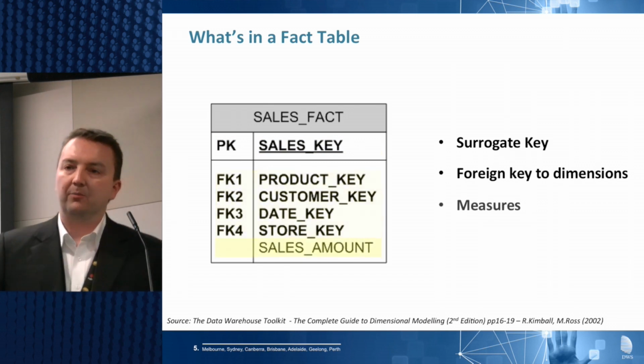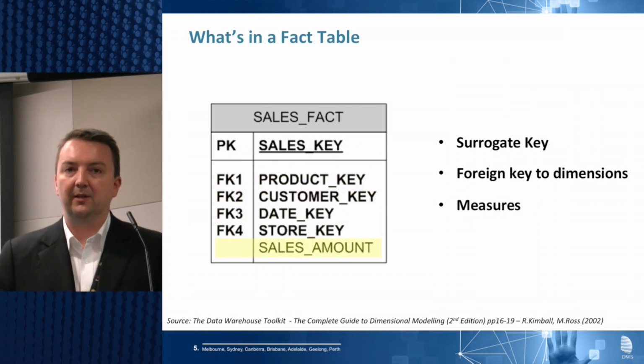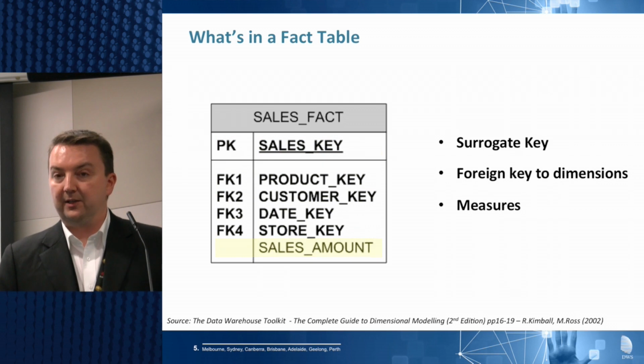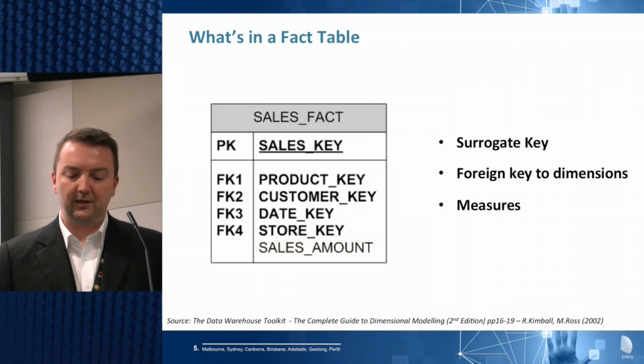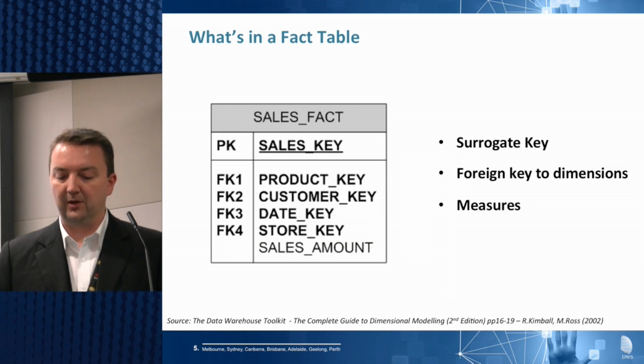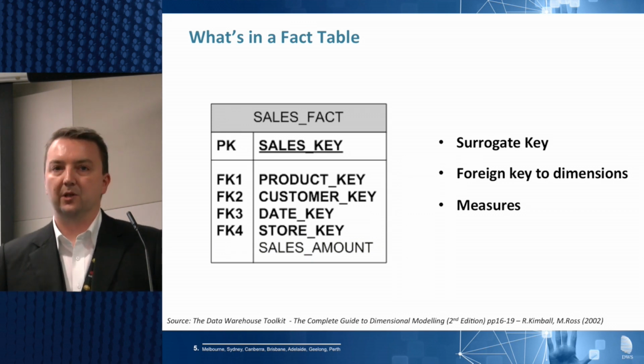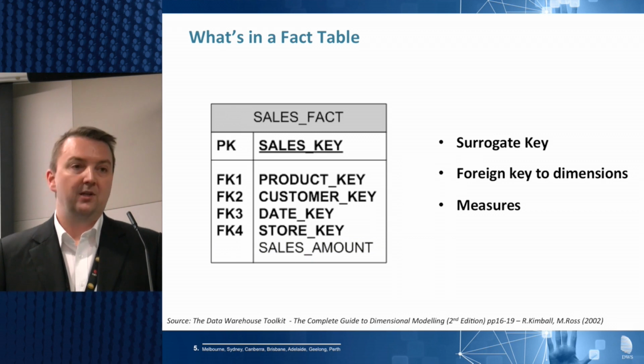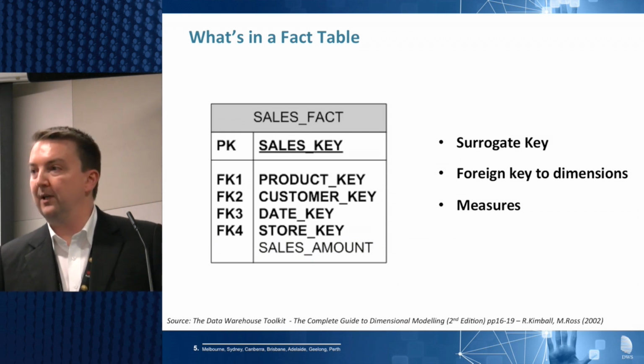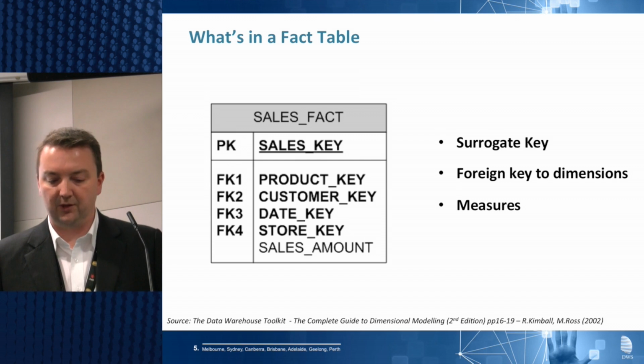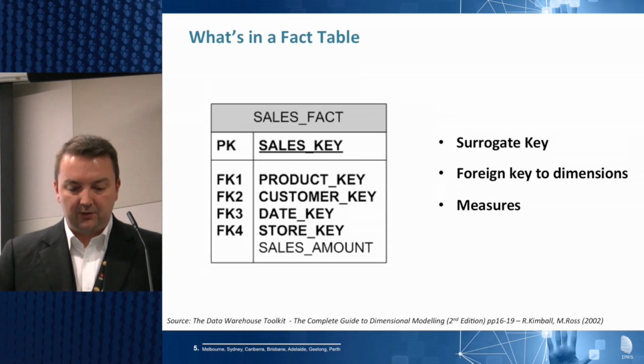That primary key is actually a surrogate key. It's allocated by the data warehouse. It's unique for the table, so one unique value per row, and it's allocated as the data is loaded into the table. It's completely meaningless outside of the data warehouse, and we never display it on a screen. Okay, then we've got a series of foreign keys.